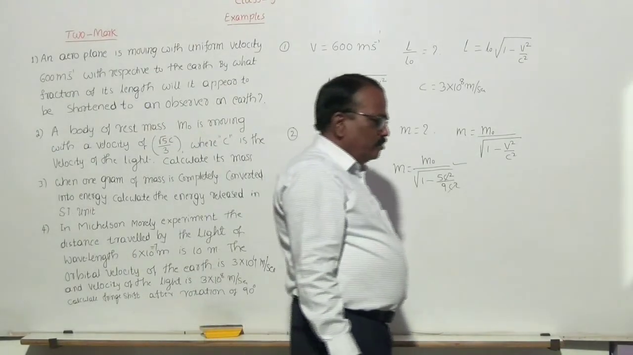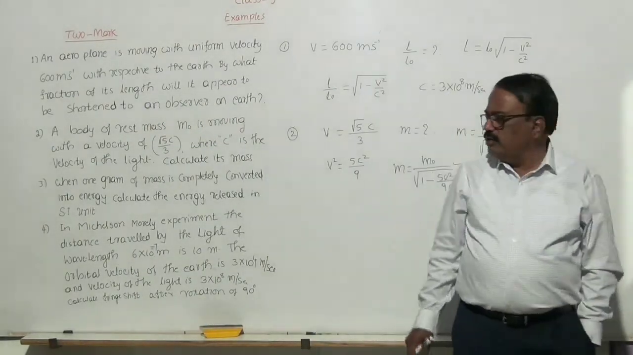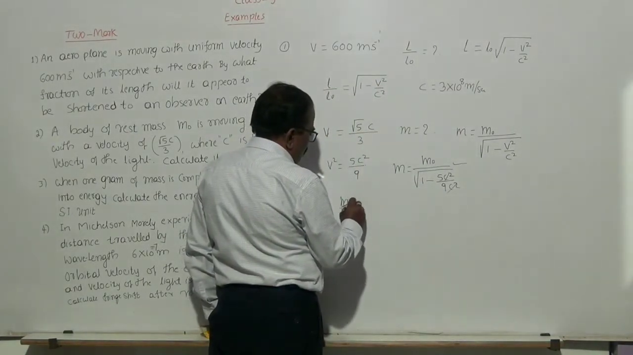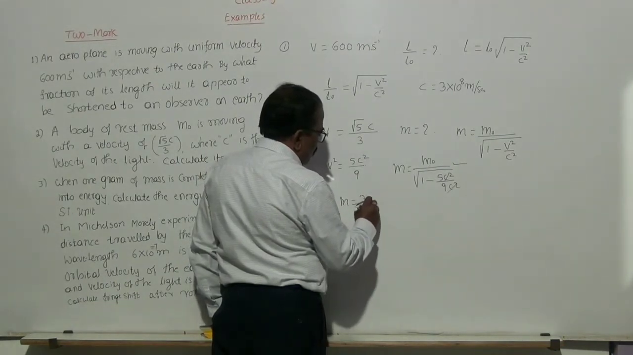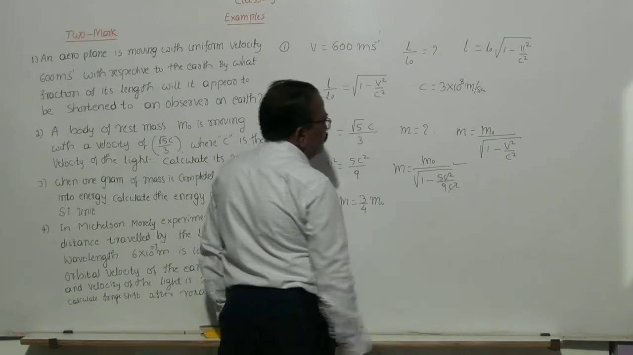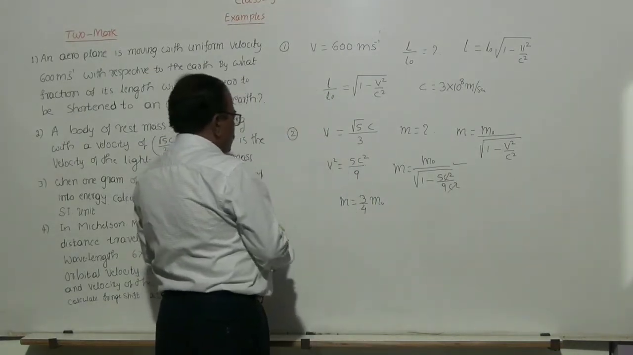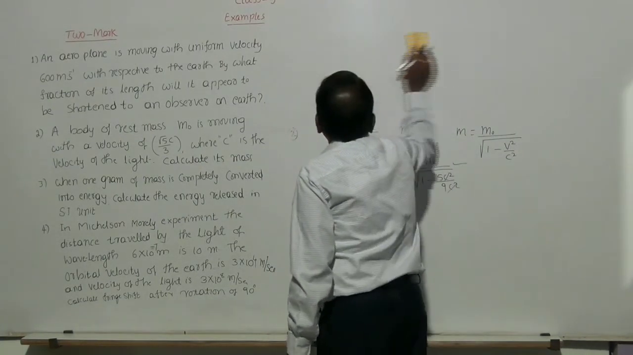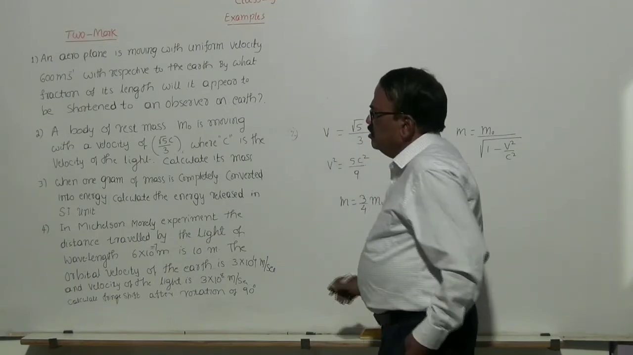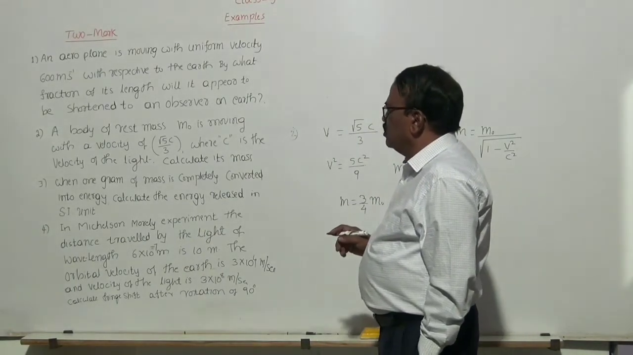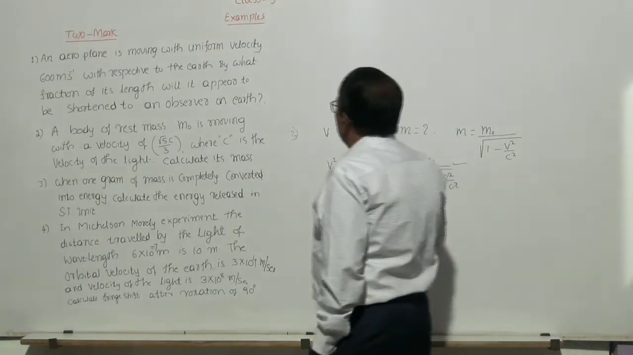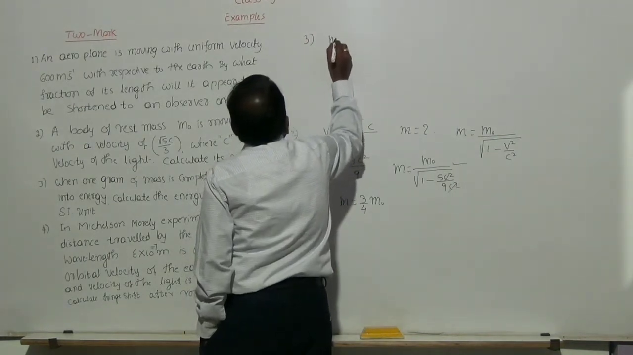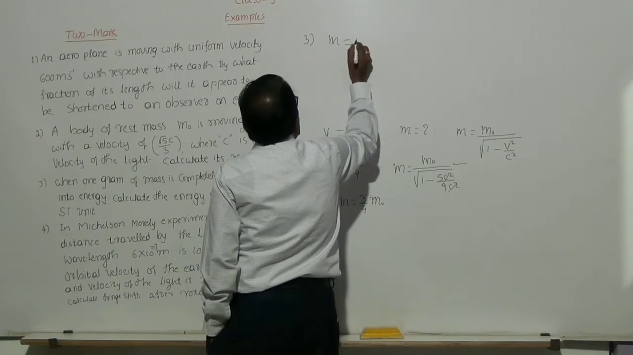So if you simplify, you are going to get m is equal to 3 by 4 of m naught. This is your second example. Now your third example is when 1 gram of mass is completely converted into energy. That means your third example is m is given 1 gram.